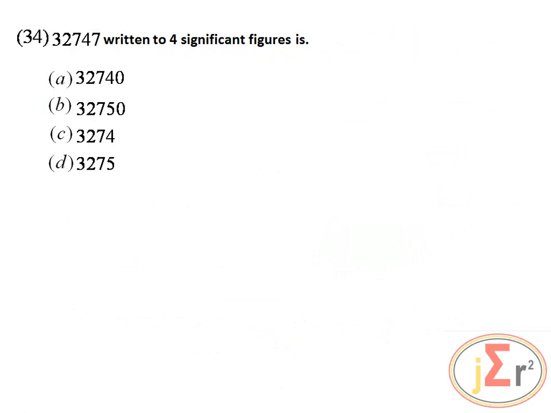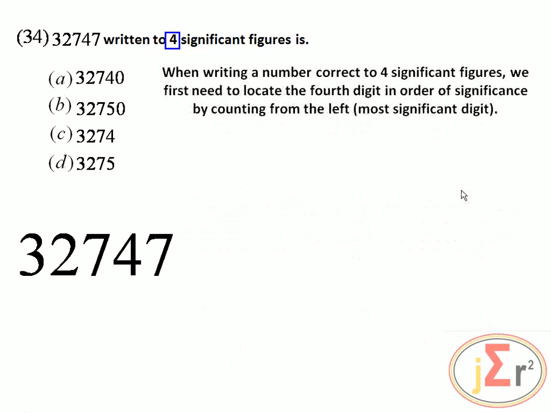32,747 written to 4 significant figures is, let us work that one out. We are focusing on the 4th significant figure, so we are highlighting this 4. When writing a number correct to 4 significant figures, we first need to locate the 4th digit in order of significance by counting from the left. At the left, we have the most significant digit. So we will begin at the left and count 4.